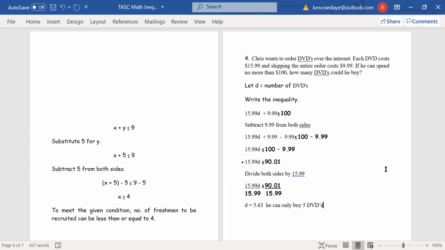But you're absolutely right. This is a mental math problem. How many DVDs could you buy? You could just do it by rounding because these are nice numbers for rounding. That's $10, that's $16. 10 from 100, 90. 90 divided by 16, 5 point something. You can buy 5 DVDs. That's it. Finished. Very good. It looks like you're understanding the inequalities.